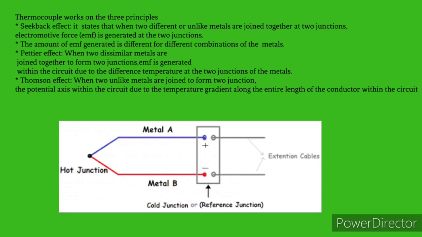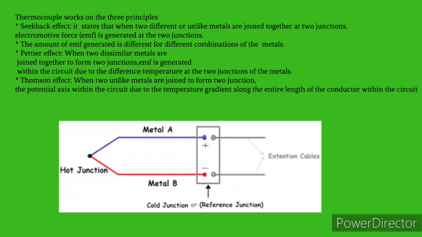Thermocouple works on three principles. The three principles of the thermocouples are the Seebeck effect, the Peltier effect, and the Thomson effect. Each of the principles explains how the EMF is generated within the circuit. Now let us see the Seebeck effect. The Seebeck effect states that when two different or unlike metals are joined together at two junctions, electromotive force, also known as EMF, is generated at the two junctions.